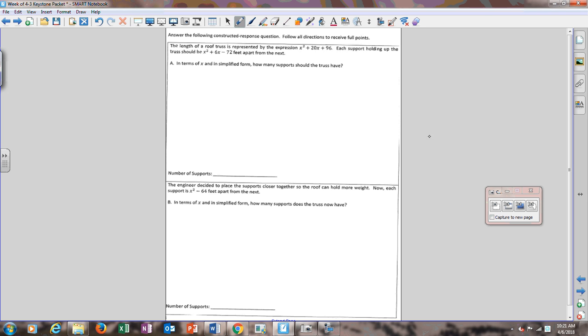All right. The length of a roof truss is represented by the expression given. Each support holding up the truss should be a certain number of feet apart from the next. In terms of x in its simplified form, how many supports should the truss have? Okay, so we are just taking the truss and dividing it by the support holding up, or the distance apart.